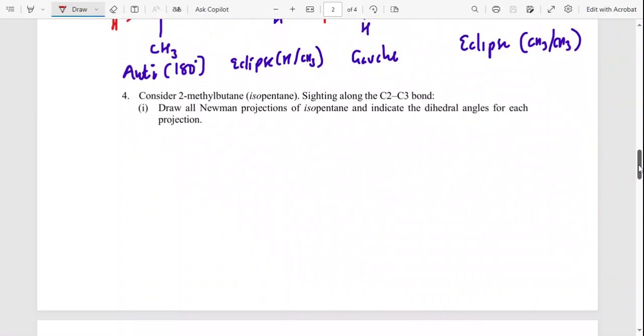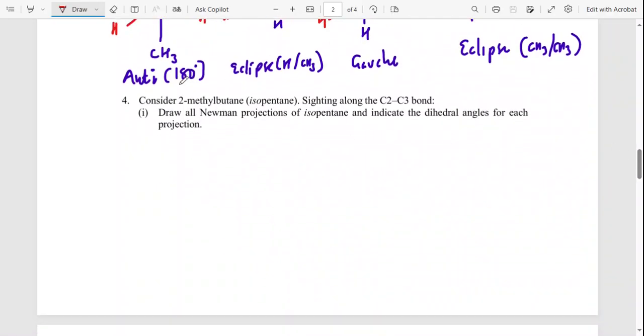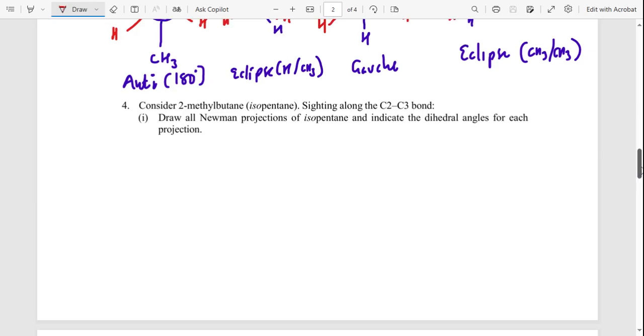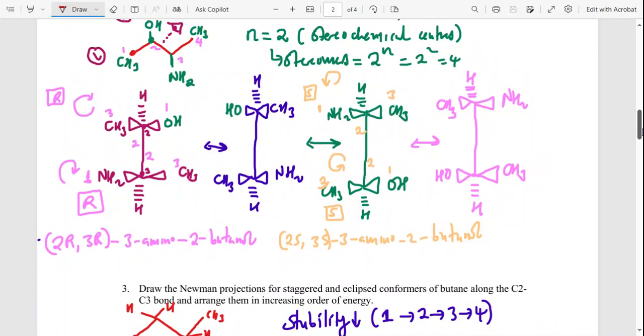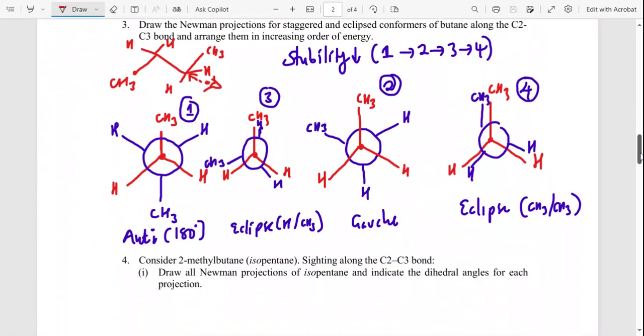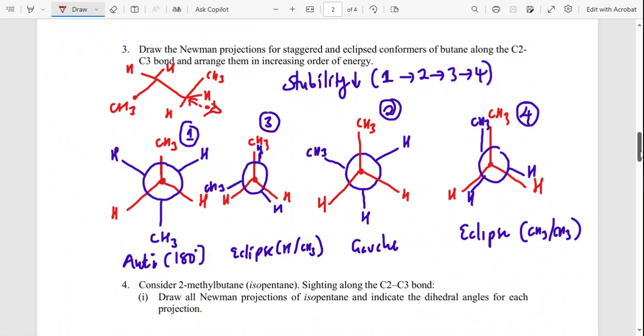Continuing from question 4. Question 4 says, consider 2-methylbutane, which is also known as isopentane, sighting along the C2-C3 bond. Draw all Newman projections of isopentane and indicate the dihedral angle for each projection. We actually also did something similar for the question on top there, where we also stated the dihedral angles.